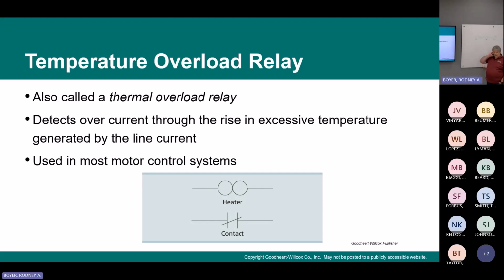Temperature overload, or thermal overload, detects an excessive rise in temperature as current passes through it. It has some resistance, which will generate heat. You guys all had electricity one yet?